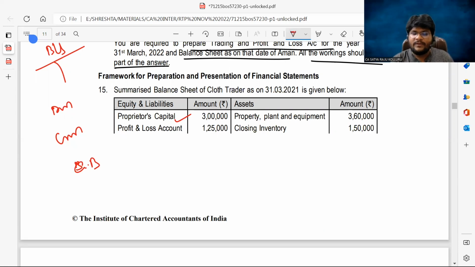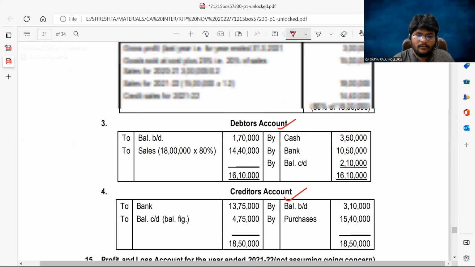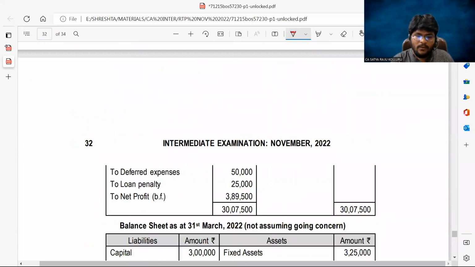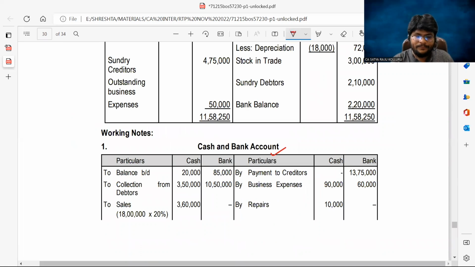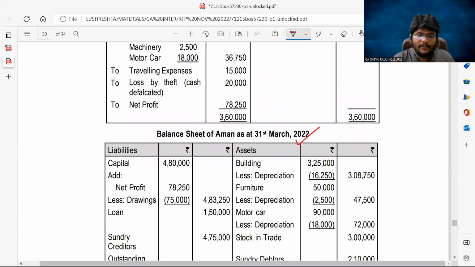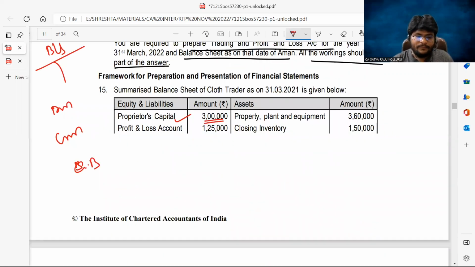Capital, where do I need to represent? In the balance sheet opening capital. Go to the balance sheet. Just a second. So balance sheet capital opening 4,80,000.